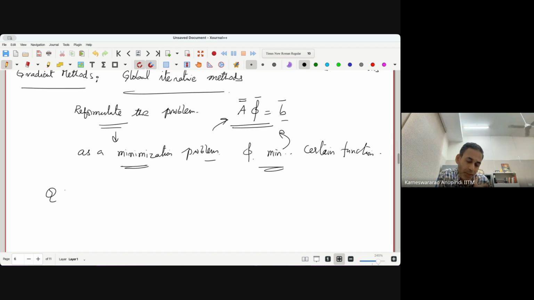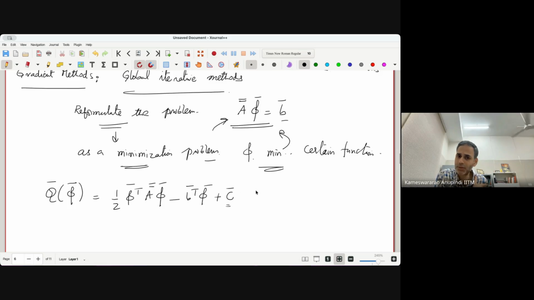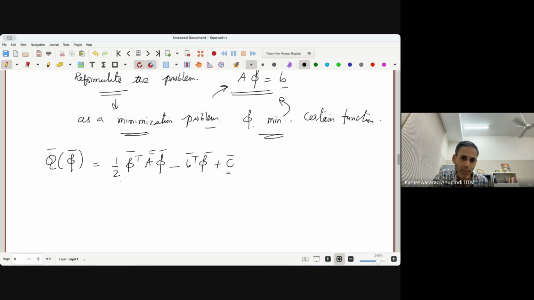So we're going to construct something that is known as Q as a function of phi, which is equal to half of phi transpose A phi minus B transpose phi plus C. This is what the method basically constructs. But we know that each of them is actually a vector or matrix. So phi is a vector, A is a matrix, B is a vector, and C is also a scalar value.